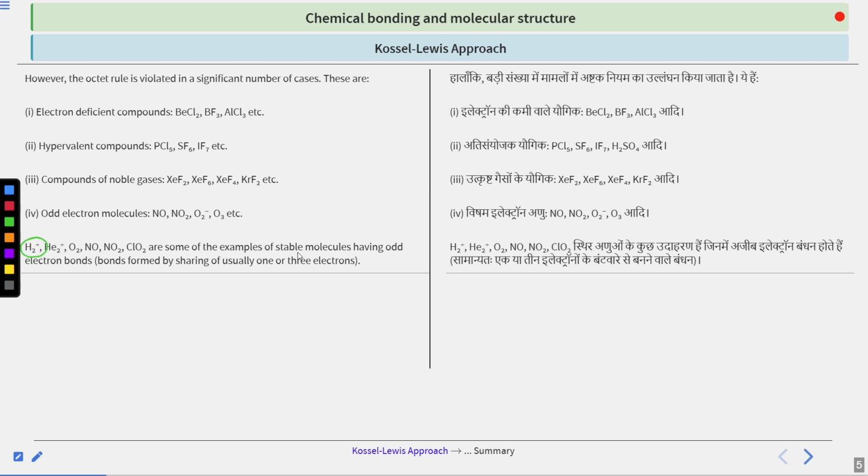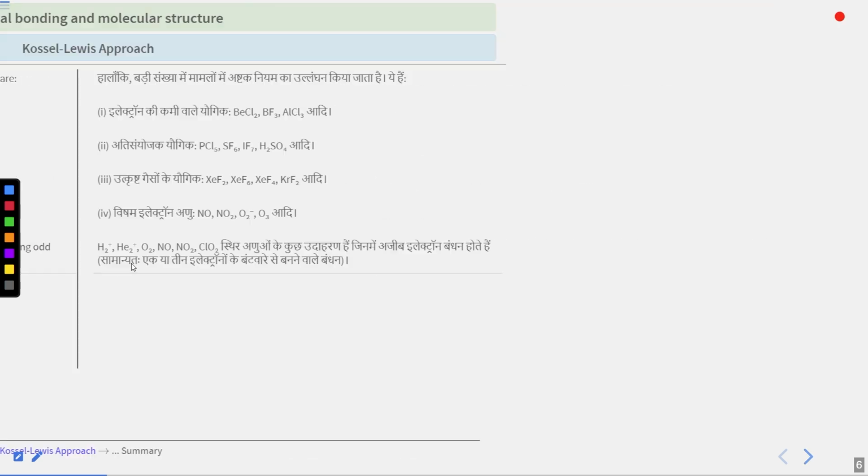Okay, so these are some examples. Then we have NO2, Cl2. So they form bonds, and those bonds include only an odd number of electrons. So this is also an exception to the octet rule.